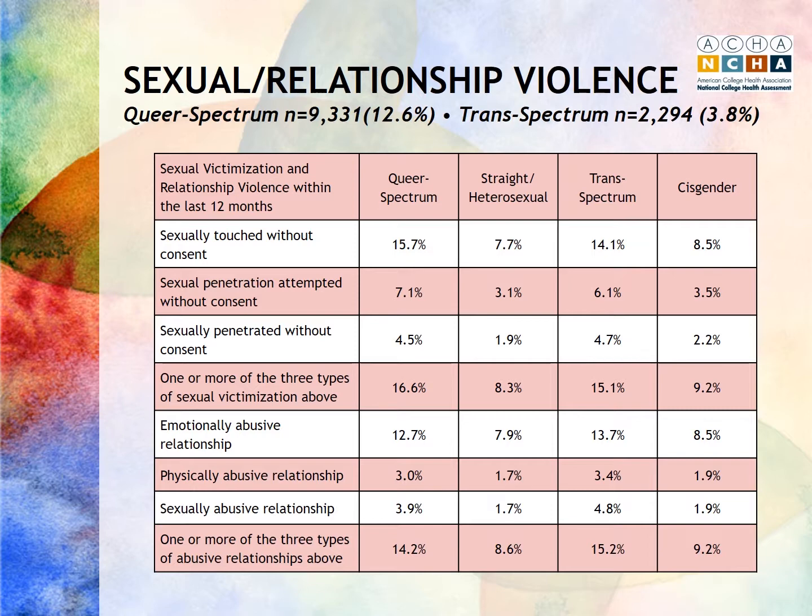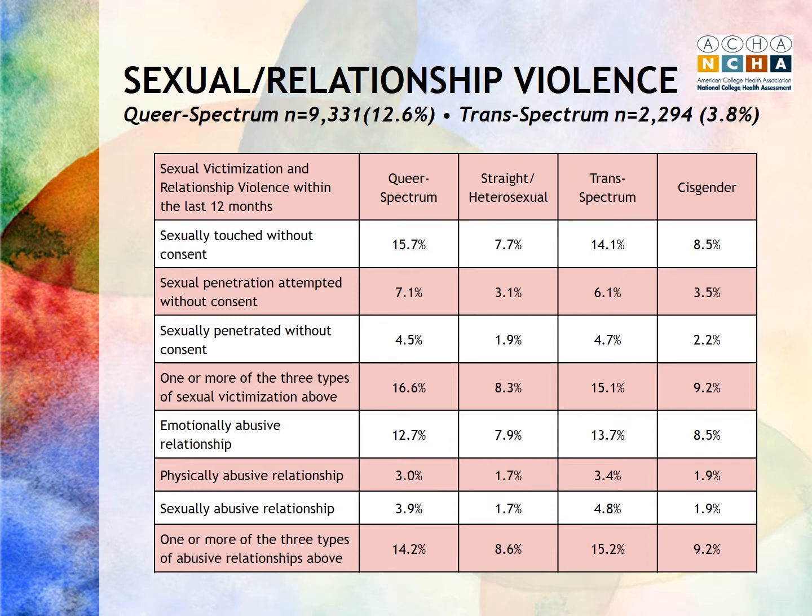And again, the same columns, queer spectrum, straight, and then trans spectrum and cisgender. And I did the same thing here. That last row is actually a combination of students that report any kind of abusive relationship, recognizing that they're not mutually exclusive categories.